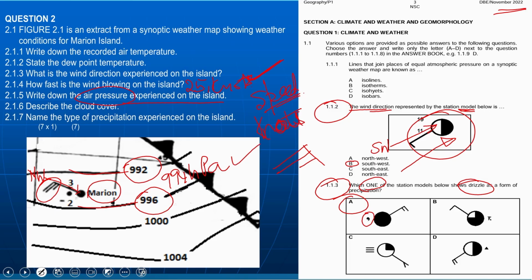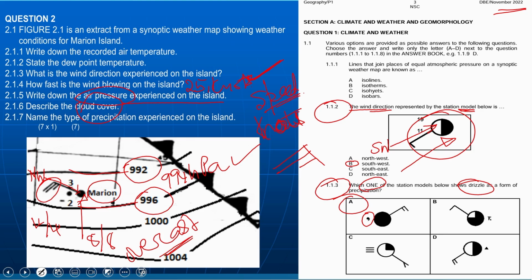And then you take the next one, describe the cloud cover. Remember, everything there is shaded. So that is 8 over 8 octas, or you can say 4 over 4 octas, or you can simply say overcast. We accept that.